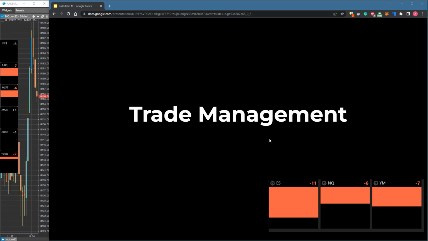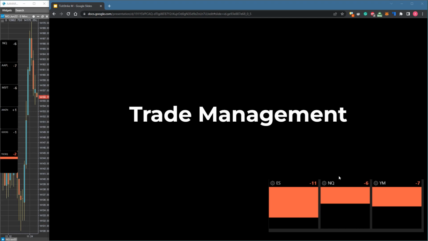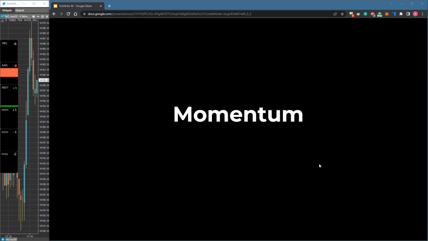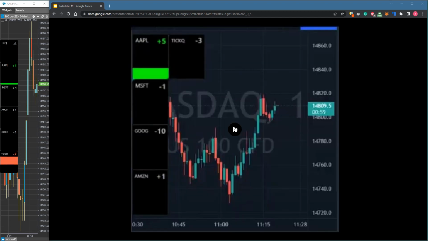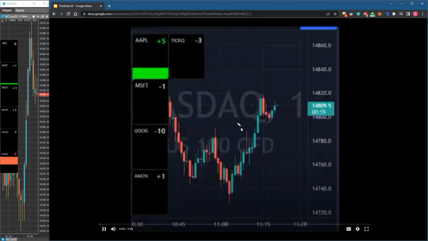Okay, brilliant. So trade management. Trade management is one of the key ways. You want things to line up. You want to be red across the board. You've got it there. It's nice and simple. Hold on to it. That's one of the best ways to use TickStrike. Momentum, pretty straightforward. You're looking for strength. I'll just share this quick video with you guys.